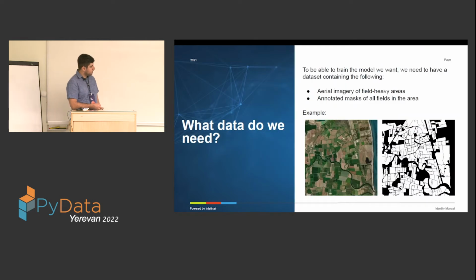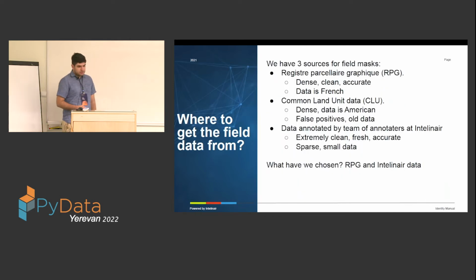This image was from the RPG data, and it's a really good data set. It's dense, it's clean, it's accurate. The only downside, it's French. Now, no offense to French people, but our interests lie in the American domain because our customers in America are in America. So using French data, there's a bit of a domain shift. Having French data kind of hinders that. But it's a very good data set regardless. In most applications of field delineation, this is the go-to data.